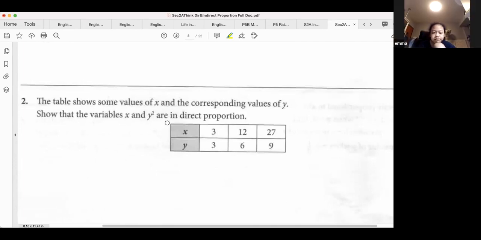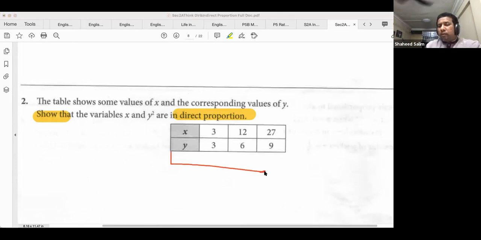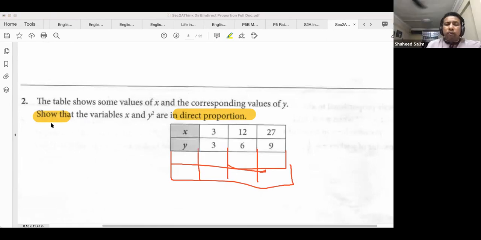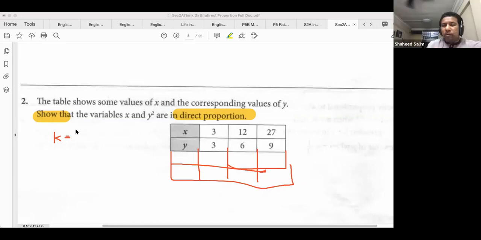The table shows some values, okay. They want you to show that this is in direct proportion, meaning they're telling you it's in direct proportion. So you tell me, what do you need to add to the table? What rows down here, what values are you going to add? How to calculate K for direct proportion? K equals y over x.